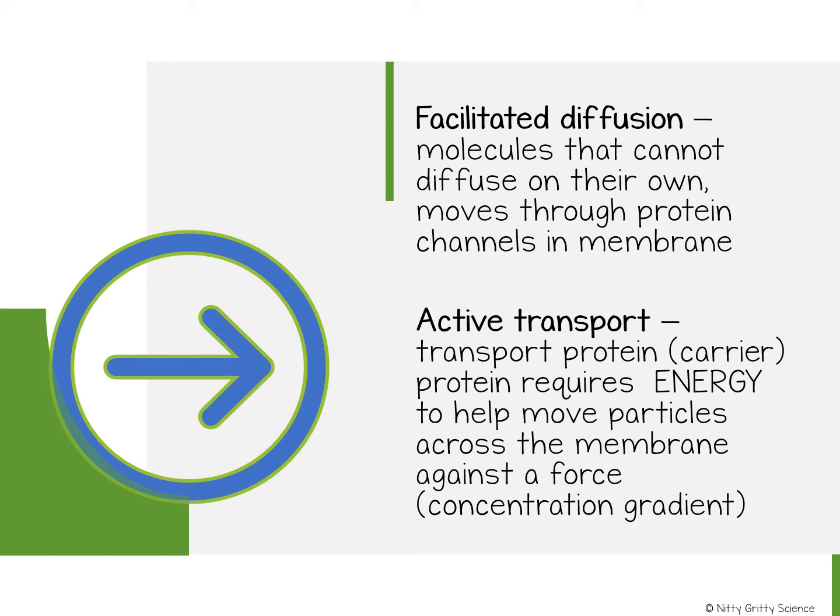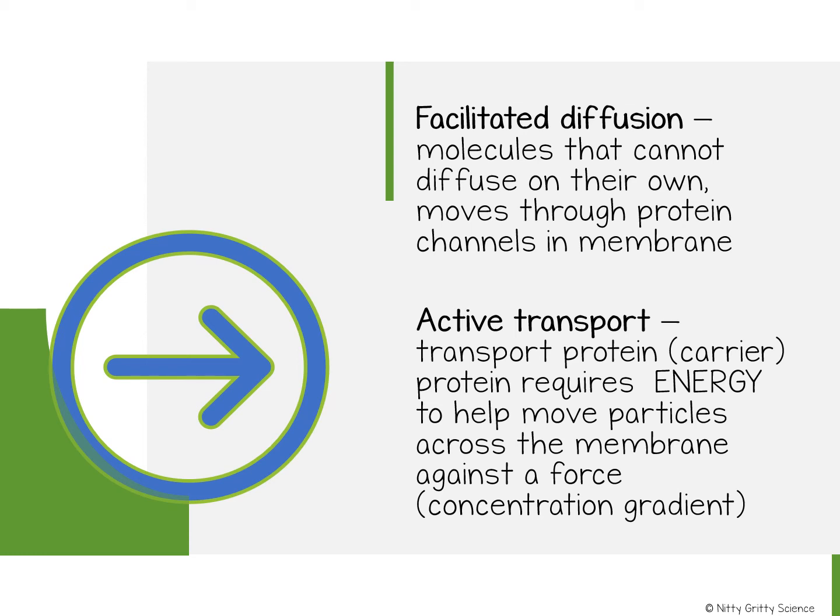Remember, the movement of dissolved materials through a cell membrane without using cellular energy is called passive transport. Therefore, if molecules cannot diffuse on their own, then there are special proteins in the plasma membrane which help move materials across it. They are called transport proteins, and when transport proteins help the passive transport materials, the process is called facilitated diffusion. In active transport, a transport protein called a carrier protein helps move particles across the membrane against a force. That force is called a concentration gradient.